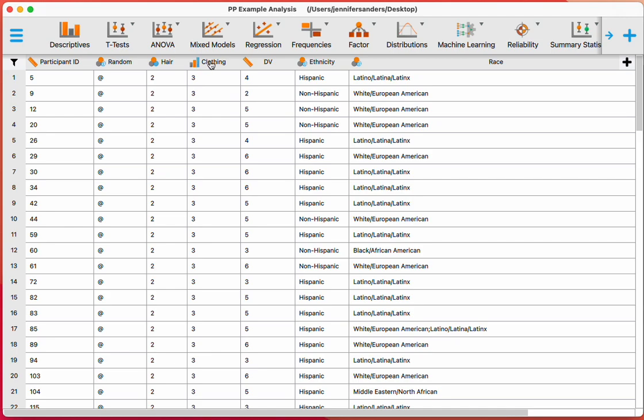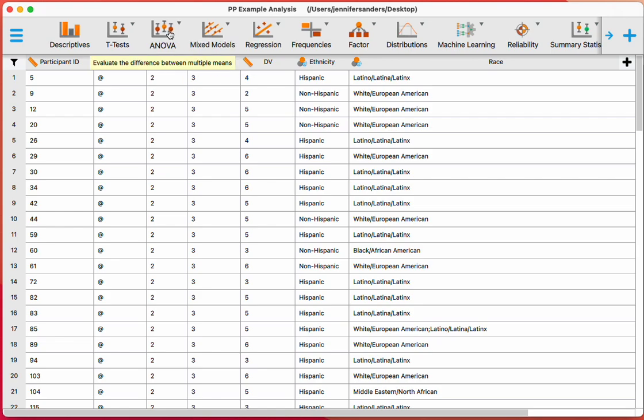My hair and clothing independent variables are categorical, and hair is nominal. So that means that they are not related to each other in some sort of order. The two levels for hair were curly and straight. So they're not in any order, so that's fine. My 3 levels for clothing were professional, casual, and revealing. And there's no true order to that, so I need to change this from ordinal to nominal. And then I'm ready to run my analysis.